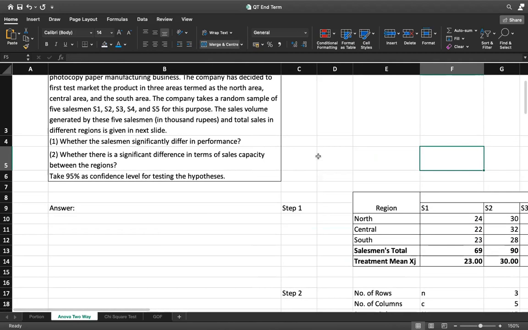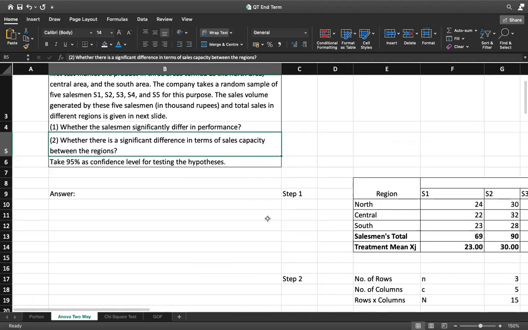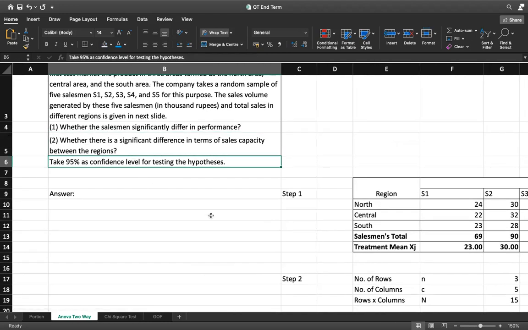Now the question is that you want to figure out if the salesmen are performing differently and if the regions have a different sales capacity. Basically, the aim of this entire thing is to see whether salesman 1 is different from salesman 2, and so on, or whether all the salesmen are the same. And they want to check if North, Central, and South have different selling proportions, if North is doing better than Central or better than South. That is basically what they want to check, and they've given a 95% confidence level.